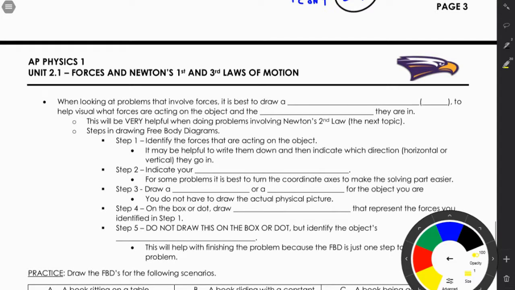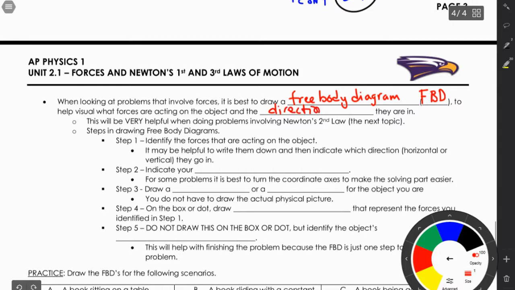When looking at problems that involve forces, it is almost required to draw a free body diagram. We call them FBD for short. What it does is it just helps you visualize what forces are acting on the object and the directions they are.